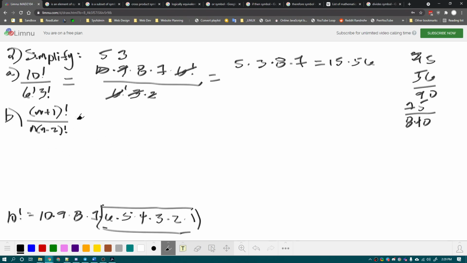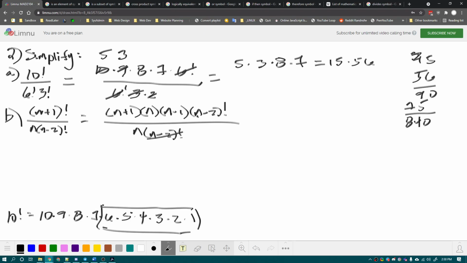Okay, so this next one, again, I'm either looking for an n or an n minus 2. So this top one, the numerator, is equal to n plus 1 times n minus 1 times n minus 2 factorial. Right? And in my denominator, I have n times n minus 2 factorial.